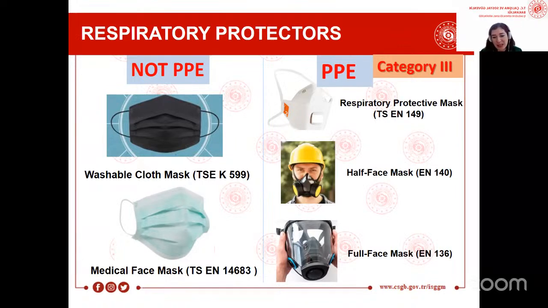Respiratory protectors are classified under category 3. All respiratory protectors designed and manufactured to protect against solid aerosols, liquid aerosols, and gases, all respiratory protectors designed and manufactured to provide complete isolation from the atmosphere, and all respiratory protectors designed and manufactured for diving purposes fall under this category 3.